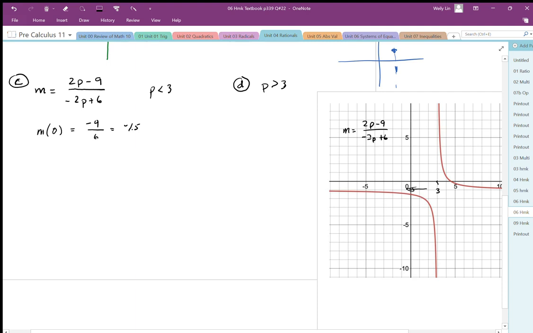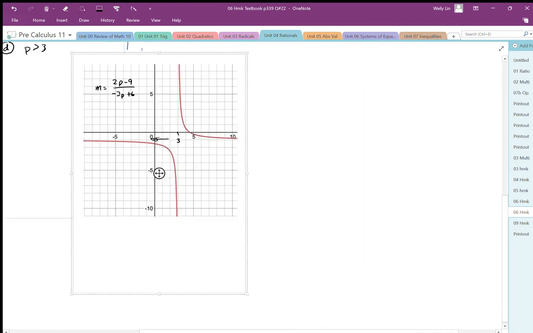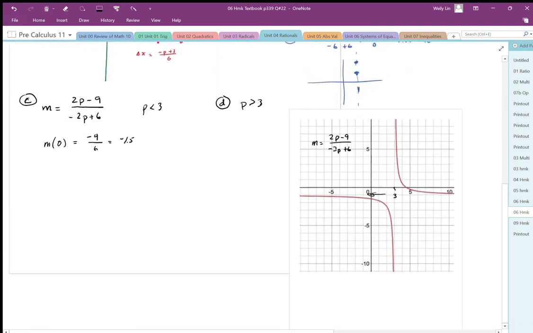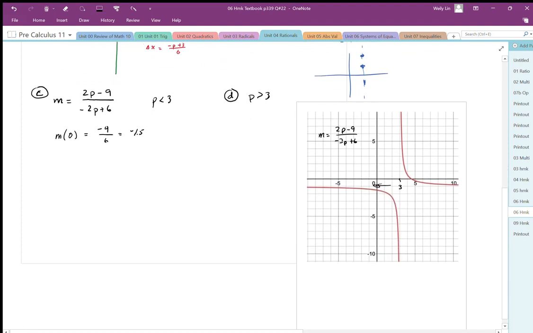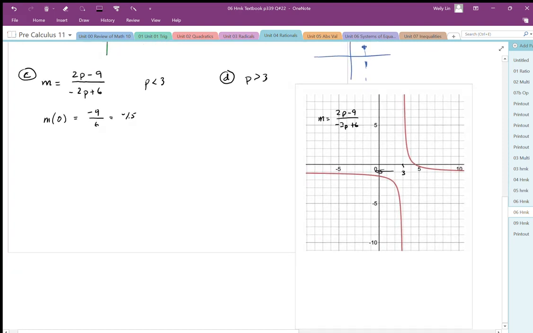And then for part D, we can use the graph again. It asks us to plug in some values for p equals 4, 5, 6, all the way to 10. But we can just see here from the graph that when p is bigger than 10, the values are going to tend towards a slope of, it looks like in both cases, negative 1. So as p gets large positively, it goes to negative 1. And as p goes more negative, the slope tends towards negative 1 as well.